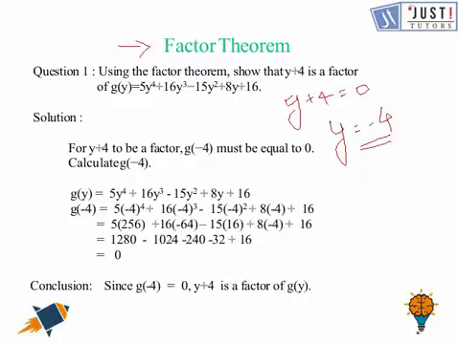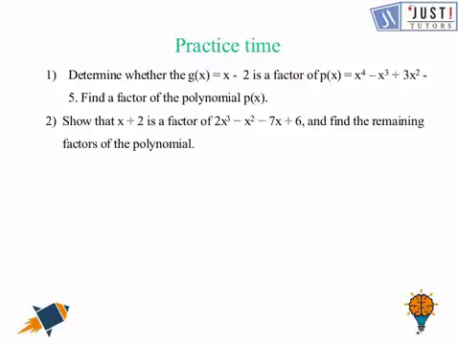Now we substitute the value of y as minus 4 in the given polynomial g(y). If this equals 0, we can say that y plus 4 is a factor of g(y). So now we put y as minus 4 in this polynomial and we get g(-4) equals 0. Since the remainder is 0, we can say that y plus 4 is a factor of g(y). In this way we can use the factor theorem to check whether the given divisor is a factor of the polynomial or not.